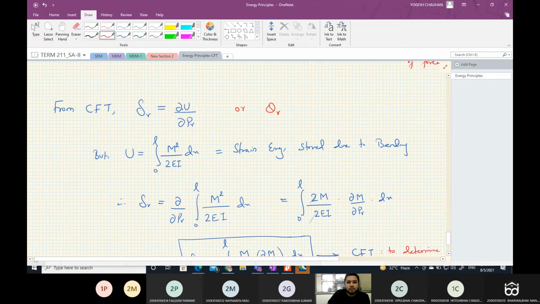You have to take the partial derivative with respect to moment, so del U by del M_R. This is for the slope and this is for deflection.